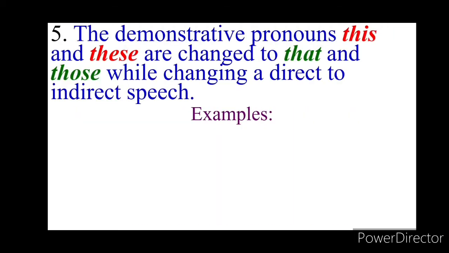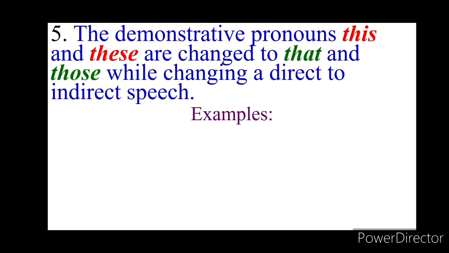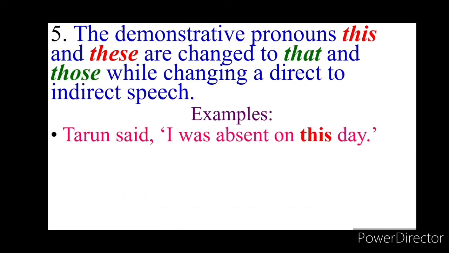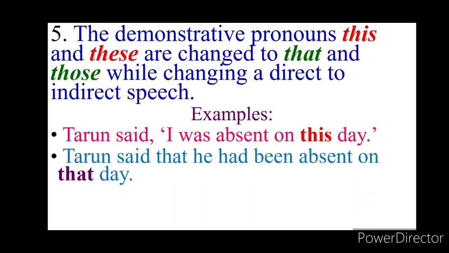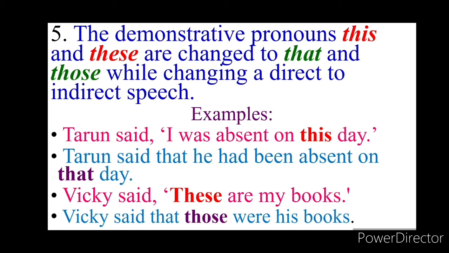The demonstrative pronouns this and these are changed to that and those while changing a direct to indirect speech. Examples: Tarun said, I was absent on this day. In indirect speech, Tarun said that he had been absent on that day. This changed into that. Another example: Vicky said, These are my books. In indirect speech, Vicky said that those were his books. So these changed to those.